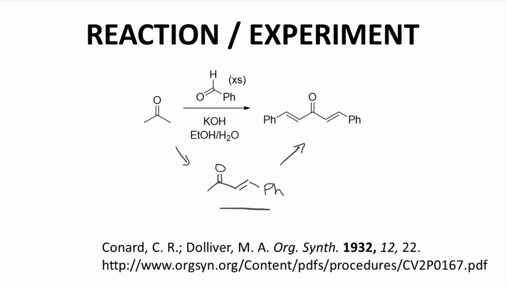The product from this reaction is dibenzylideneacetone, often called DBA. DBA is sometimes used as a ligand for complexes of transition metals. Our procedure is loosely adapted from an Organic Syntheses reference from the 1930s as shown at the bottom of the slide. Let's start the reaction.